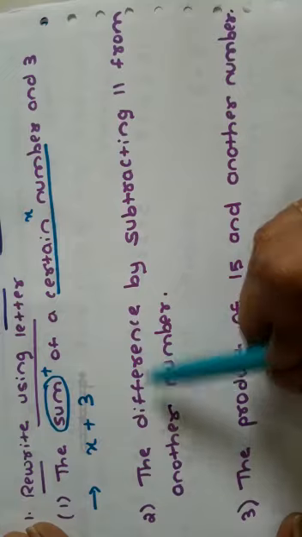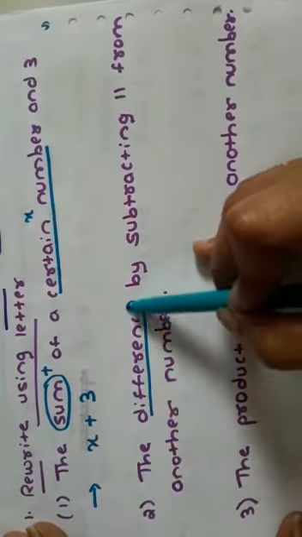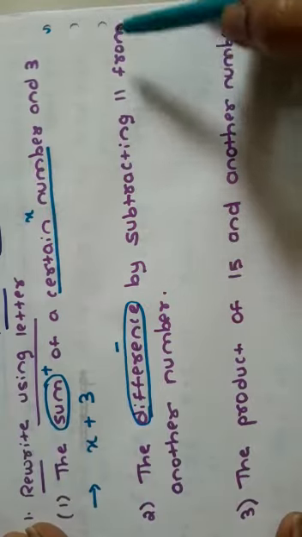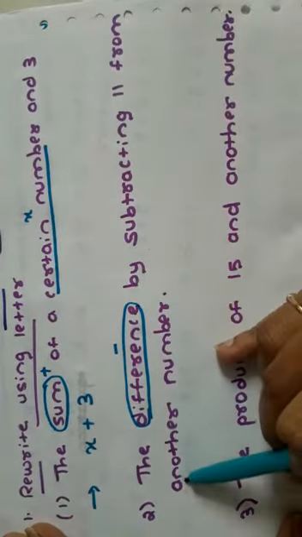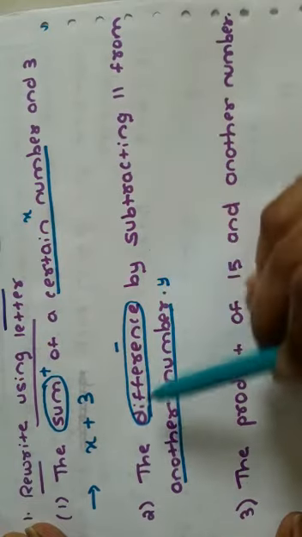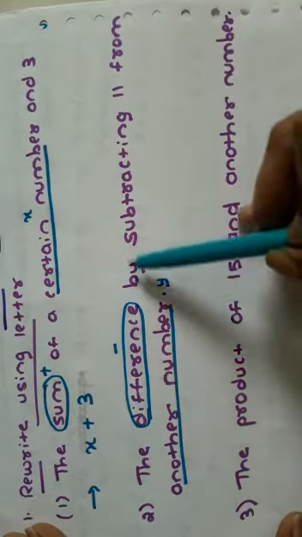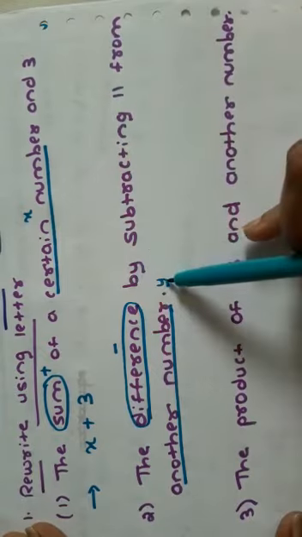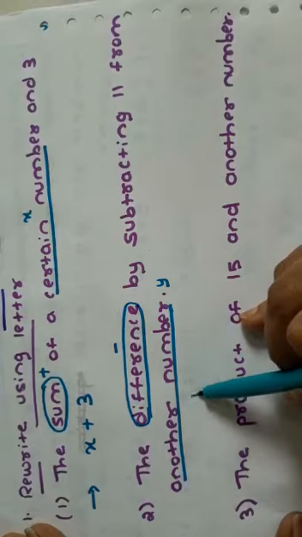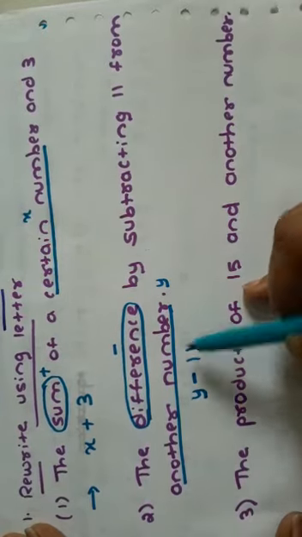Second one, the difference. Difference means subtraction. By subtracting 11 from another number. Now this number is not given, so take it as y. So the difference by subtracting 11 from y. Now I am subtracting 11 from y, so that will be y minus 11.